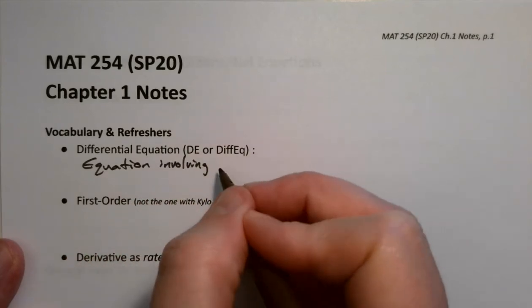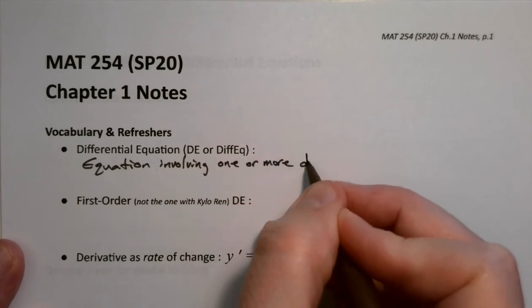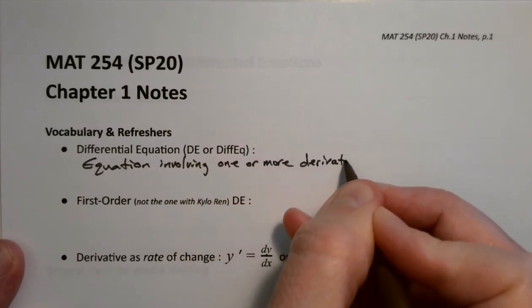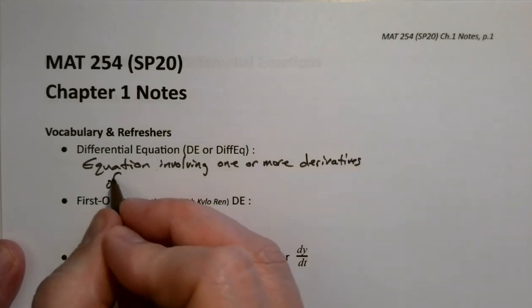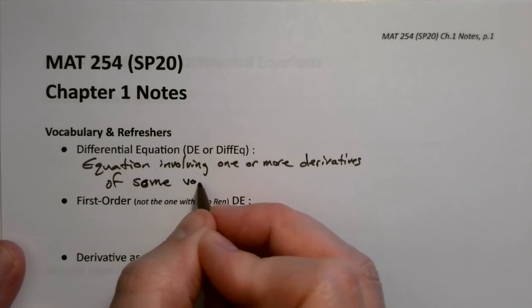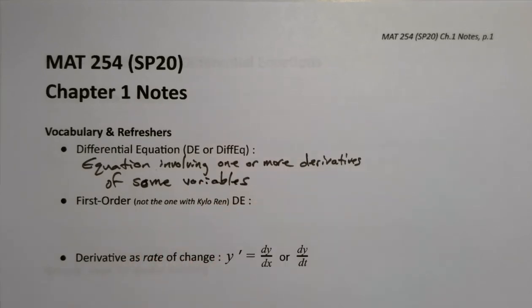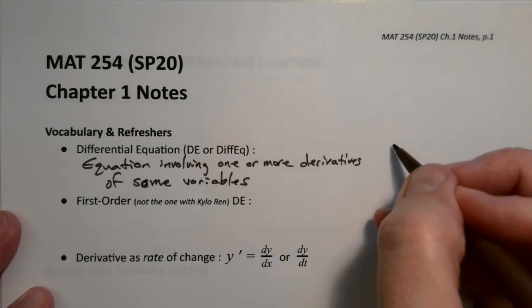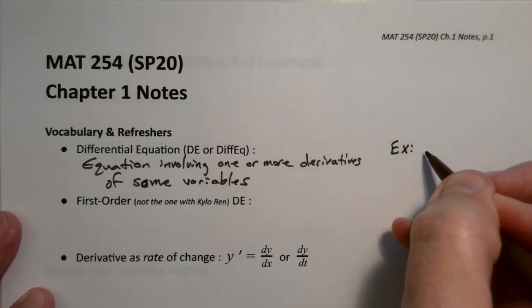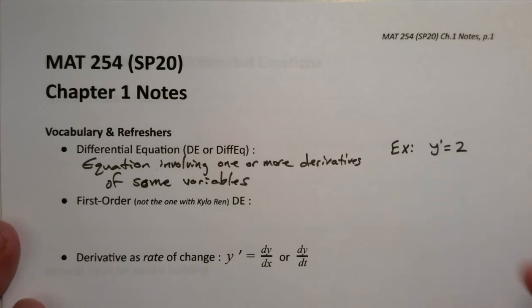one or more derivatives of some stated variables. And we're going to talk more about what that means in a second. But let me give you an example of a differential equation that you've run into before. So something as simple as y prime equals 2.